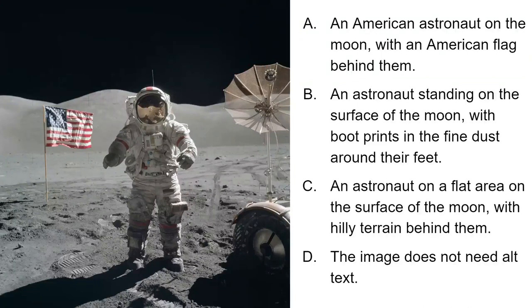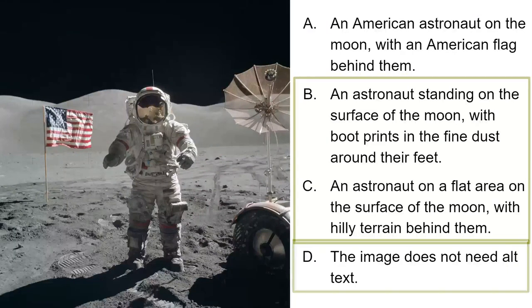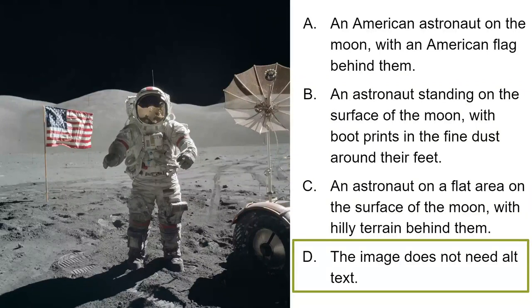If the lesson is about the type of terrain or the nature of the surface of the moon, B or C might be more appropriate, as each mentions something about the features of the moon. Is D ever appropriate? Might an image not need alt text? Actually, yes. If a person viewing a page without the image at all would not miss out on any content, then the image might not need alt text.